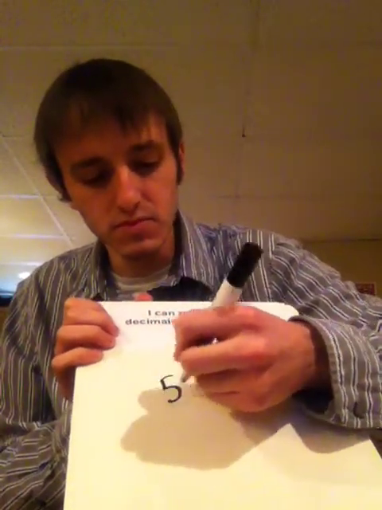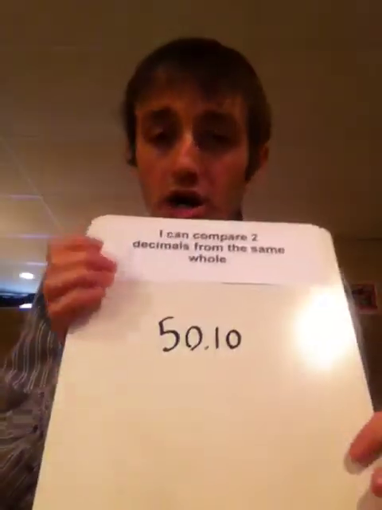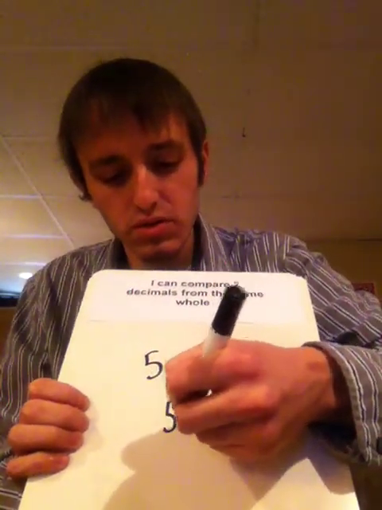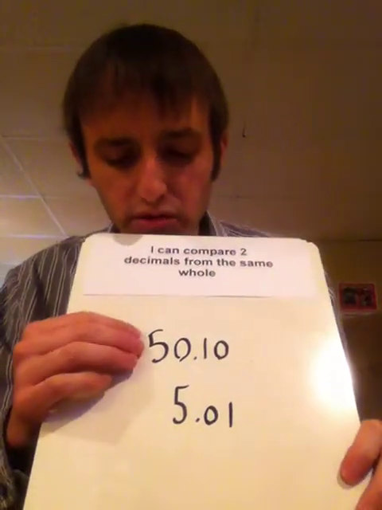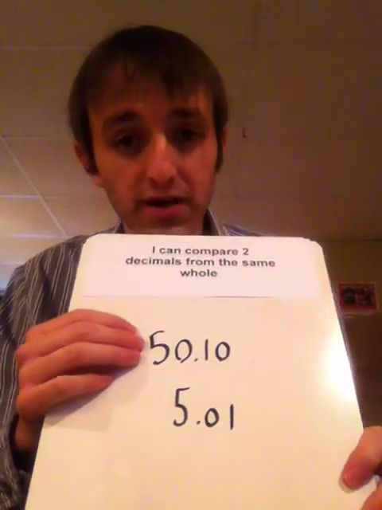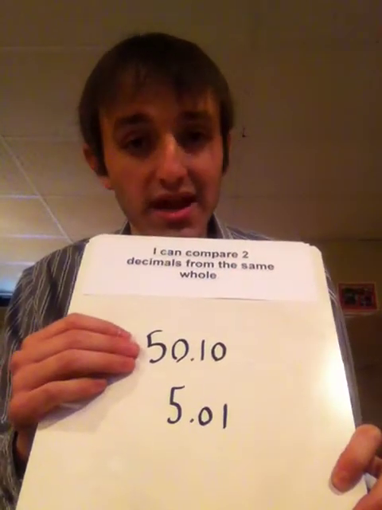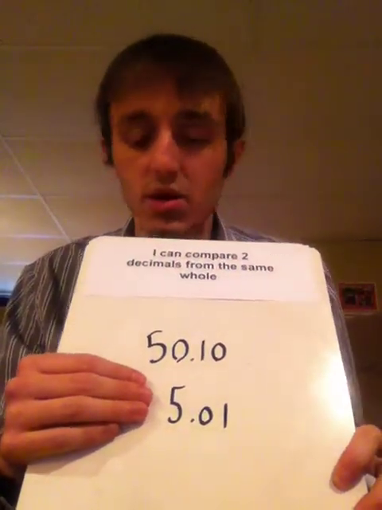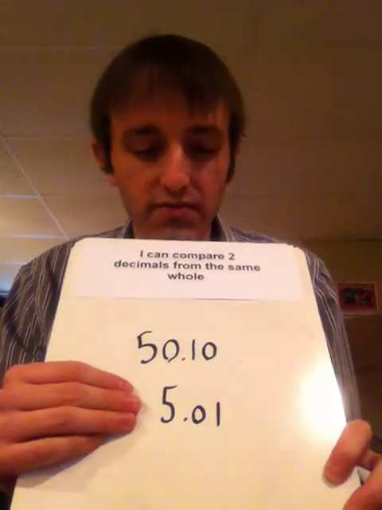So let's try to compare 50 wholes and 1/10, which we call 10 hundredths, and let's compare it to 5 wholes and 1/100th. What we do is we start in our largest place value. Now we have a 5 here and a 5 here, so we need to figure out which place values they are in. Well, this is in the tens, a 5 standing for 50. This is in the ones, a 5 standing for 5 ones. So you automatically know that 50 and 1/10, or 10 out of 100, is larger than 5 and 1/100th.